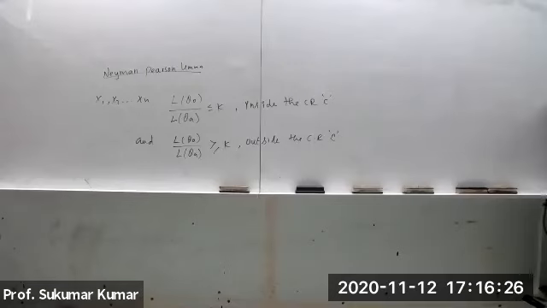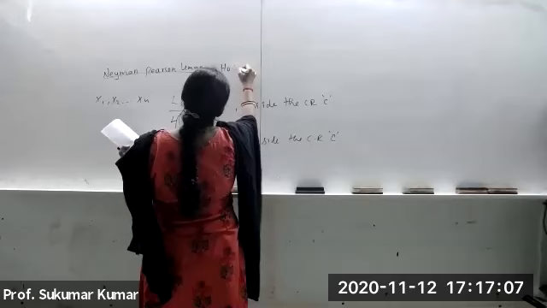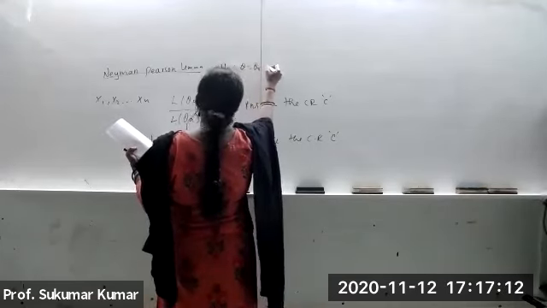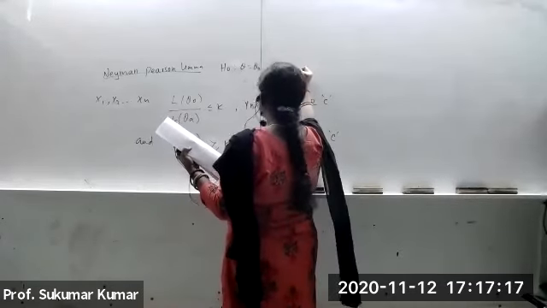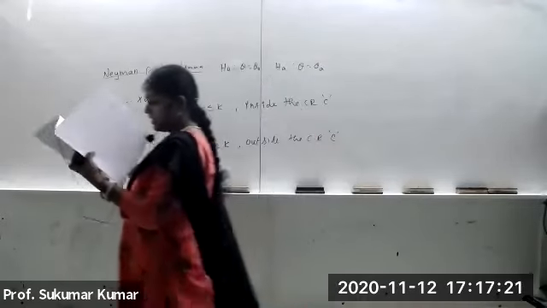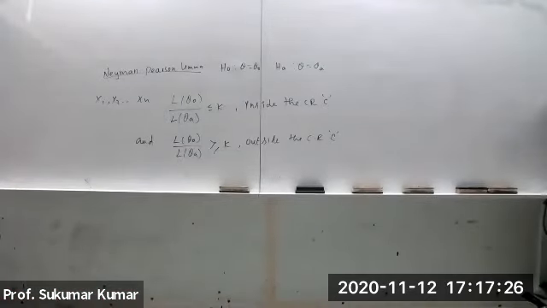Then C is the best critical region, that is, most powerful for testing the simple null hypothesis H naught: theta equal to theta naught, against the simple alternative hypothesis HA: theta equal to theta A.